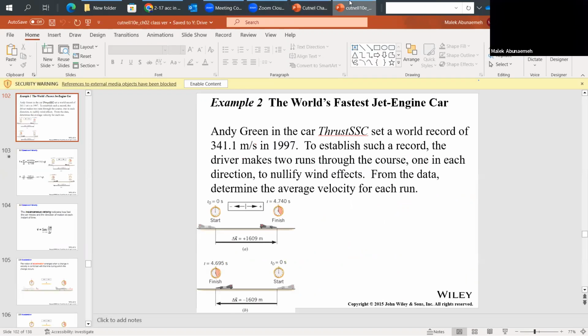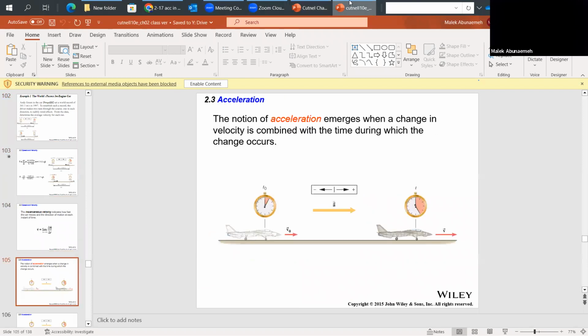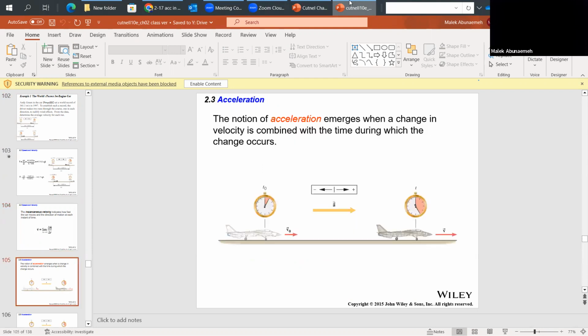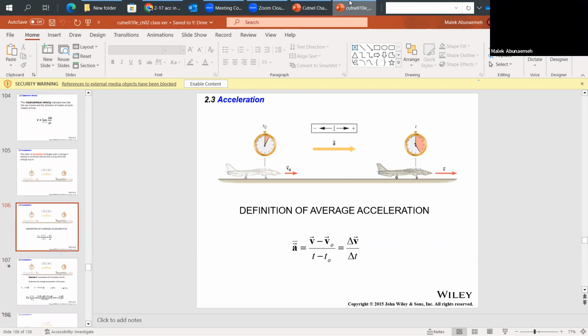And that's what we actually worked on since the beginning of the course. So in terms of velocity, it tells how fast a car moves and the direction of the motion at each instant of time. Now, the notion of acceleration emerges when a change of velocity is combined with the time during the change, which we actually saw, which is going to be your final velocity minus your initial velocity divided by final time minus your initial time, which is delta v over delta t.